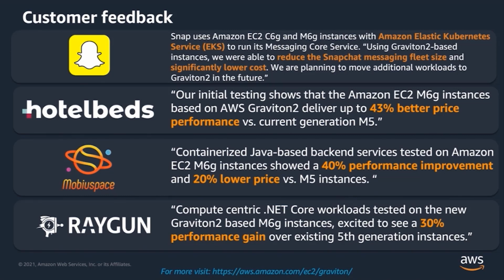Hotel Beds ran their own tests on M6g instances and found up to 43% better price performance over M5. Mobius Space containerized some Java workloads and were able to achieve 40% performance improvement and a 20% lower price compared to M5 instances. And Raygun tested their .NET Core workloads on M6g and saw a 30% performance gain over comparable M5 instances.